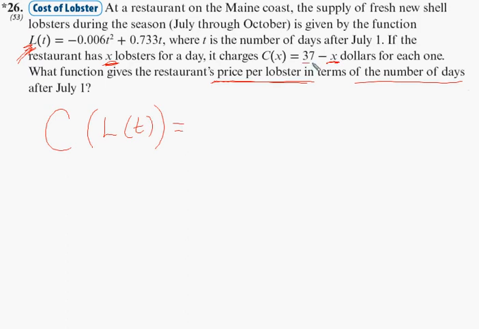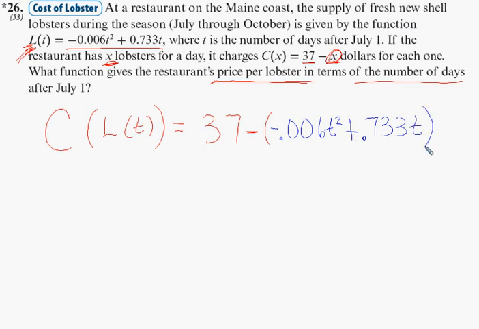So we start out by writing the 37 minus empty set of parentheses where the X is, empty set of parentheses, and then what goes in there? The whole lobster function. Okay, so we have negative 0.006 t squared plus 0.733 t. And that's the cost function having plugged in the lobster function.